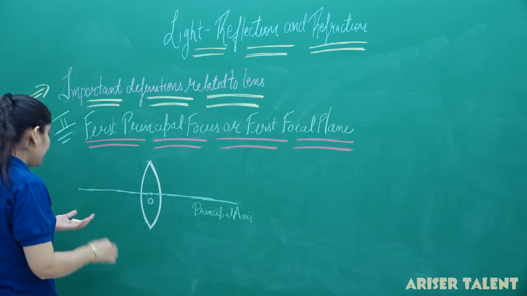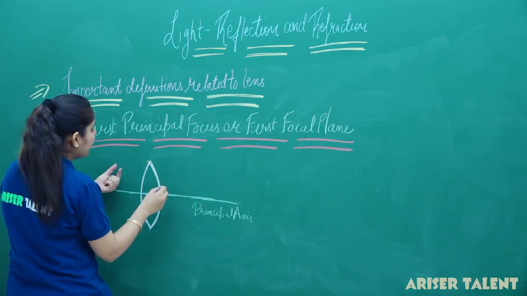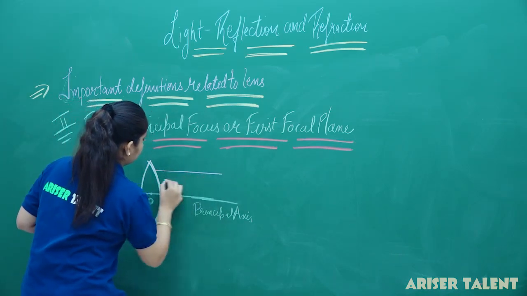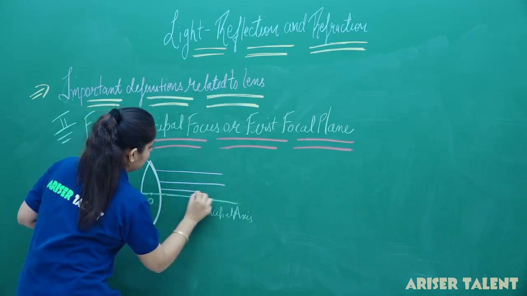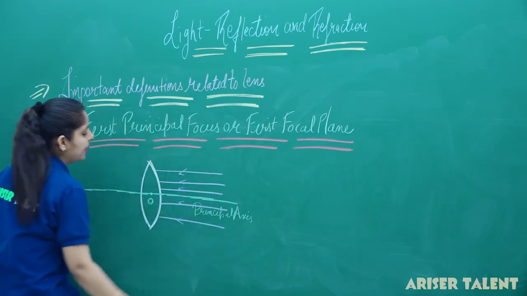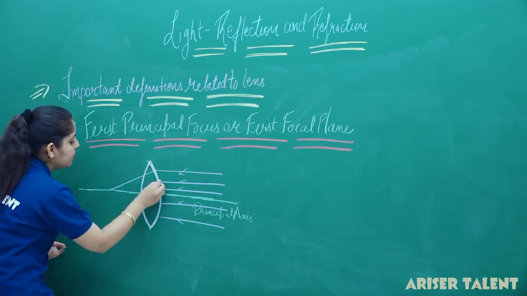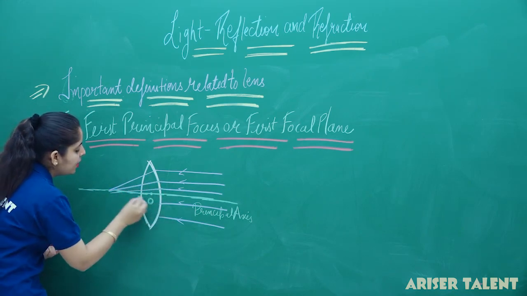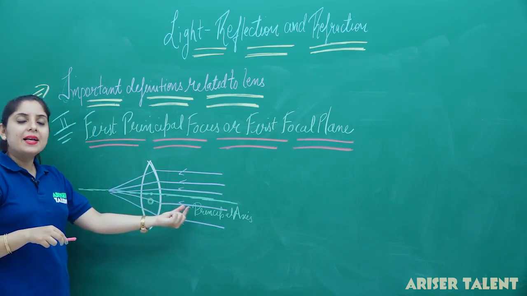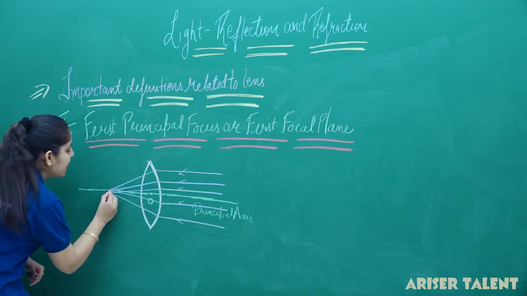Now, what will happen if a ray of light is incident on this lens? So, I am assuming that the rays of light are going to be incident from this point. These are the rays of light coming from this side. Then after refraction through the lens, the rays are going to converge at a point. So, this is our principal axis, and after refraction through this lens, the rays are going to converge at a point. And what is the name of this point?